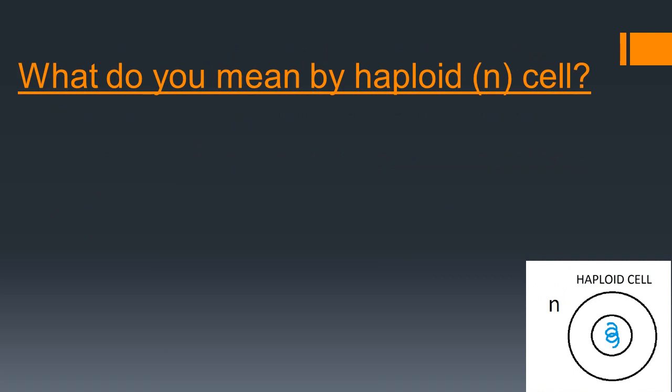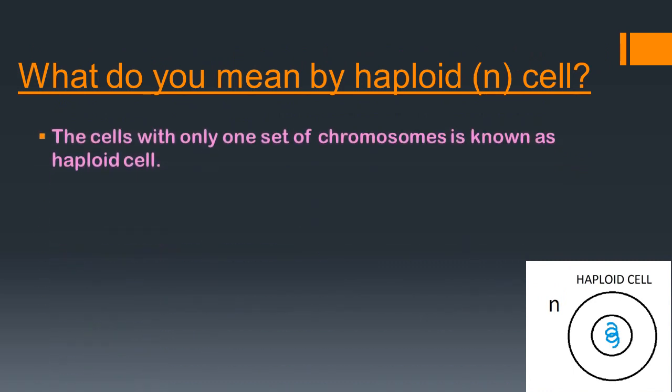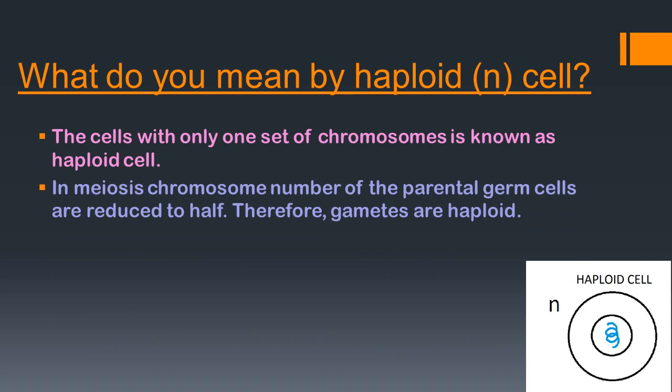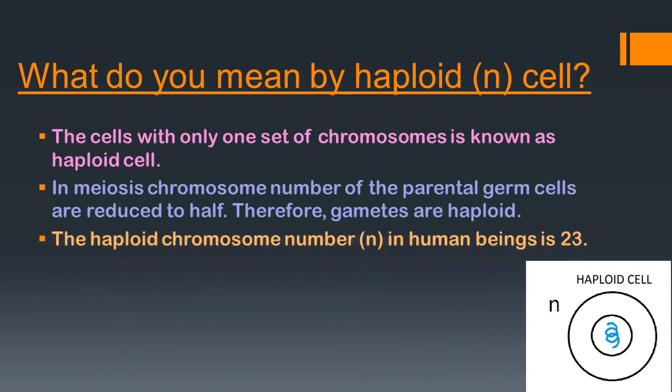Now the next question, what do you mean by a haploid cell? That is n. So the cell with only one set of chromosomes, that is 23 chromosomes, is known as a haploid cell. And in meiosis, the chromosome number of the parental germ cell is reduced to half, and therefore gametes are always haploid, containing 23 chromosomes. The haploid chromosome number is represented by n. In human beings it is 23. And sperm in male and ovum in female are both haploid, carrying 23 chromosomes.